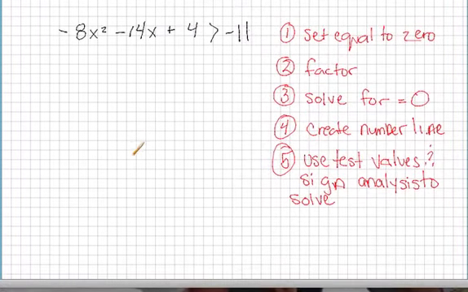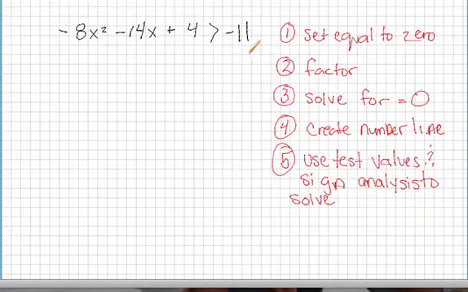It looks like we are solving an inequality with a quadratic equation in it, and not only are those tricky to say, they are tricky to solve. So we have a 5-step process we're going to follow, and we're just going to go one step at a time. The first thing we need to do is set it equal to 0.